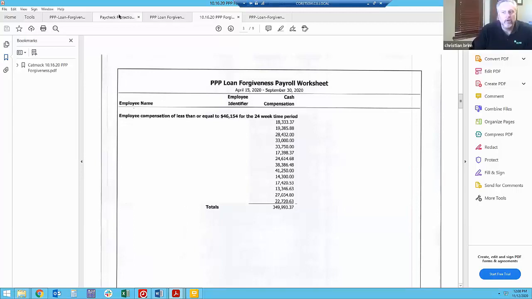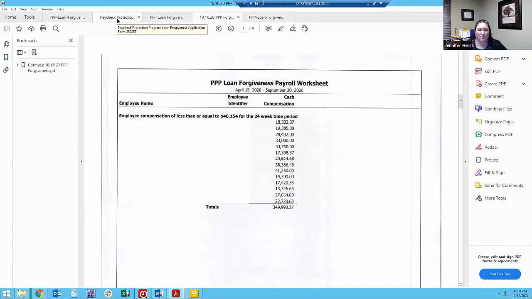And to clarify, when you're talking about state taxes, you're talking about the unemployment tax. Correct, yes. Got it.